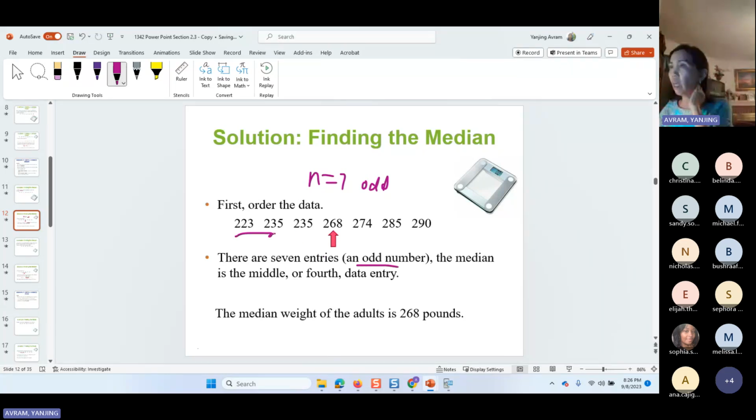So look at this one right here. I have 3 to the left and 3 to the right, right? So this one is exactly in the middle. This is called the median, okay? So the median weight here is 268.